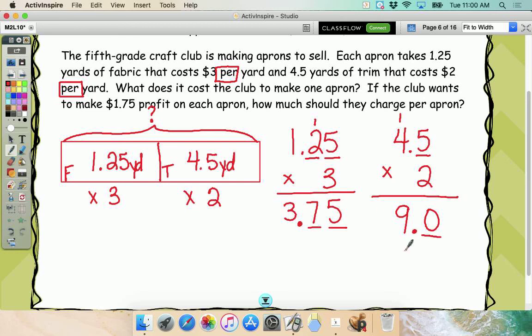Now, that means I've got this much fabric and this much trim. And it's actually a money amount. Because, look at that, $3. Okay? Now, somebody tell me what place value money has to be in. Hundreds. There has to be 2 decimal place values, correct? Okay. So, something's wrong with this.